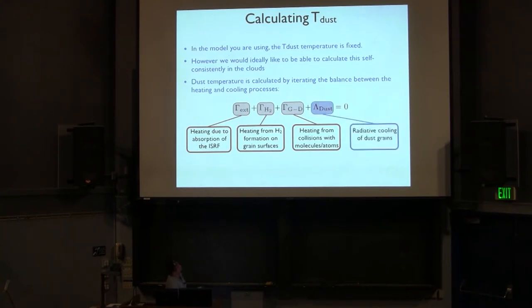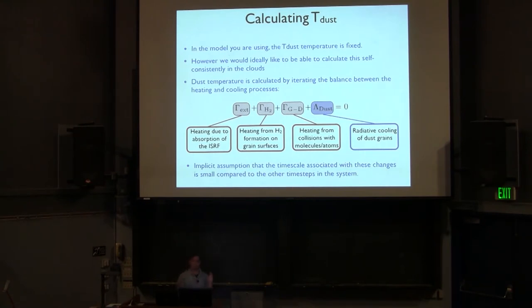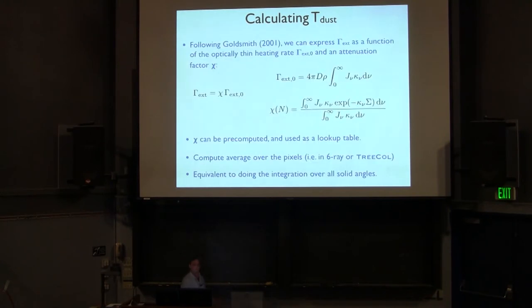And the final one, obviously, the one that's balancing all these heating terms, is the dust cooling, and that's just the dust radiating away the energy that it has. And then we iterate all this round and set it to zero. So how do we solve all these terms? Oh, yes, also the implicit assumption that the time scale of these changes is shorter than the time scale in your simulation, your DT for your time step.